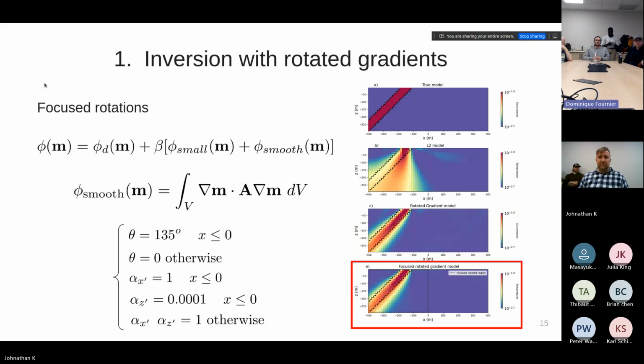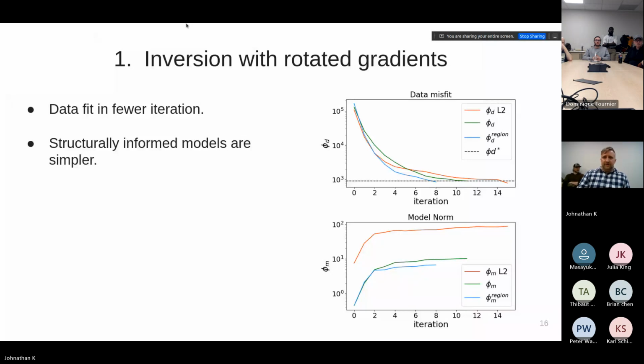And then this is just to show that we can actually just focus that. We can rotate just within the area of interest where we have our structure, and then we can just leave it normal everywhere else, and we should end up with the same result, which is that same good dip estimation. So that data fit using the rotated gradients, we actually fit the data in fewer iterations, almost half, and our models are simple. They're actually better models, and they're more accurate as well.